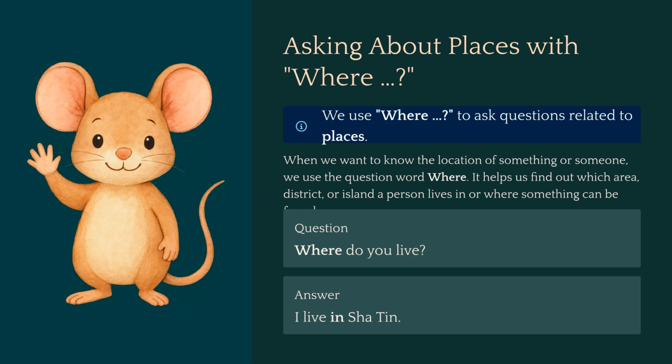Asking about places with where. We use where to ask questions about places. When we want to know the location of someone or something, we use the word where. For example, where do you live? Answer: I live in Sha Tin.